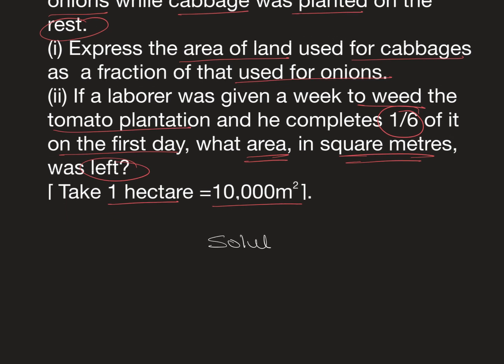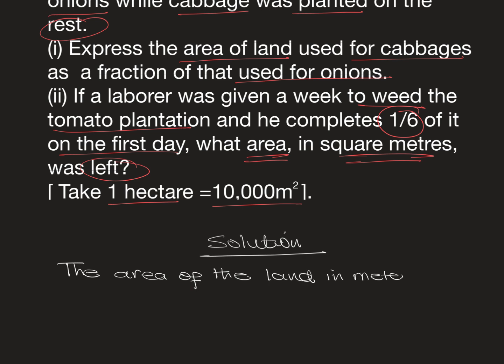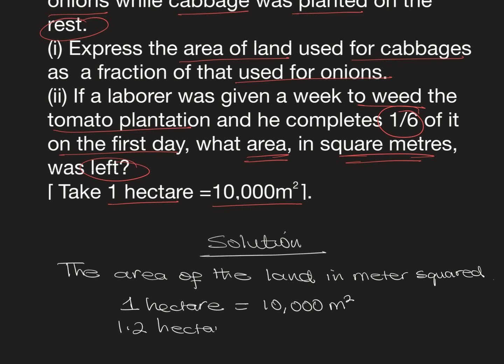Solution. The area of the land in meter squared. We know that 1 hectare is equal to 10,000 meter squared. So the area of the land in hectares is 1.2. So that will be 1.2 hectares is equal to, let's say, x.